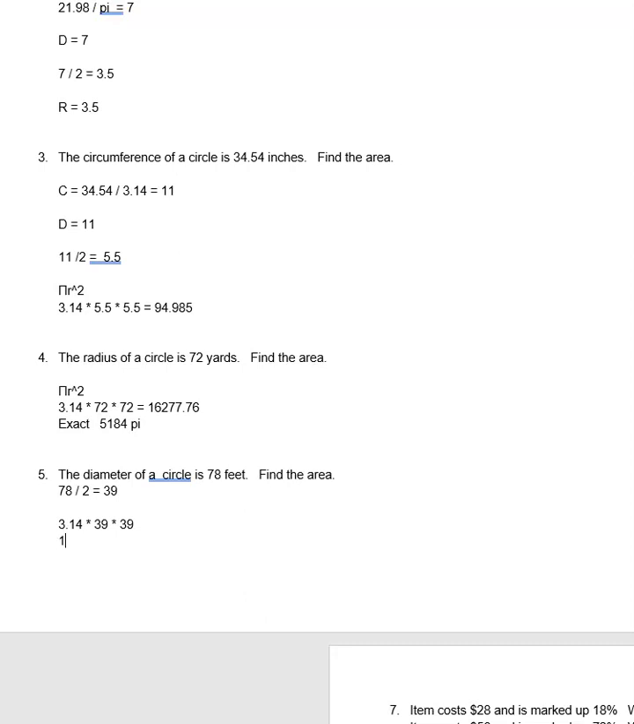So for exact, you would say 1521 pi. For approximate, you do 39 times 39 times 3.14, which is 4775.94.